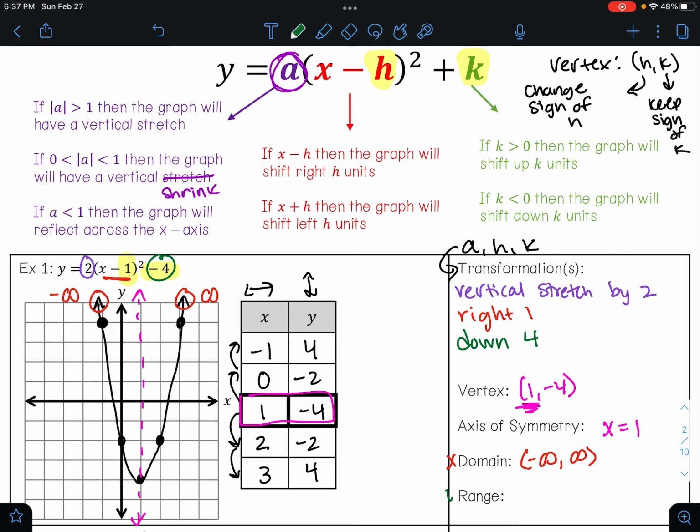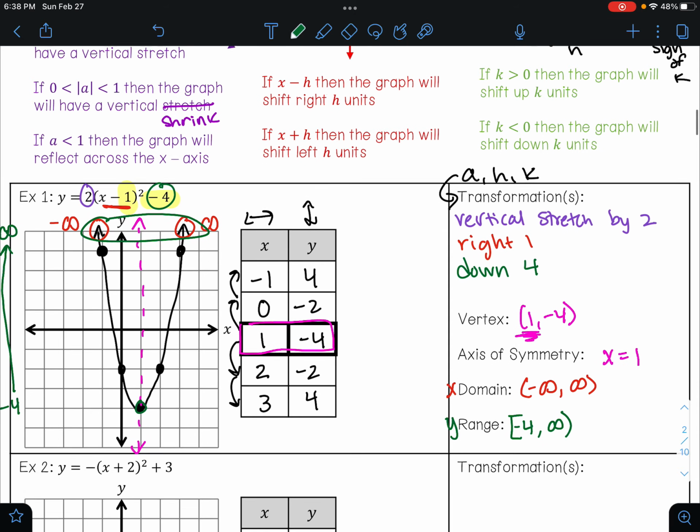Our range are our y values from the bottom of our graph to the top of our graph. The bottom of my graph is my vertex. This is where y is -4. My graph is going up forever, so that's going to +infinity. So my range from the bottom of my graph to the top of my graph is from -4 to infinity.